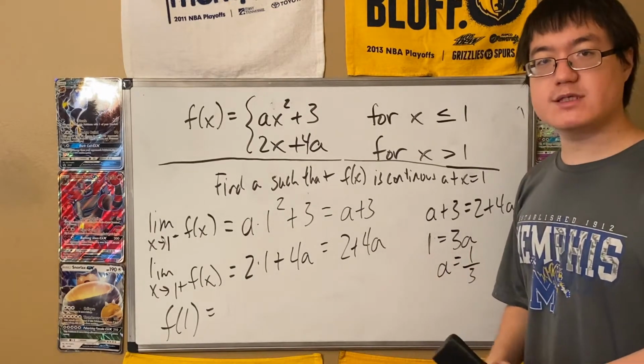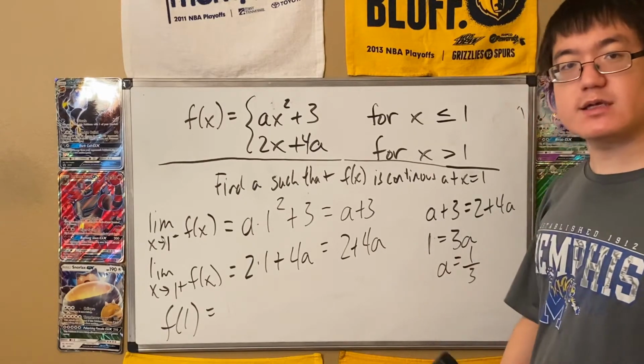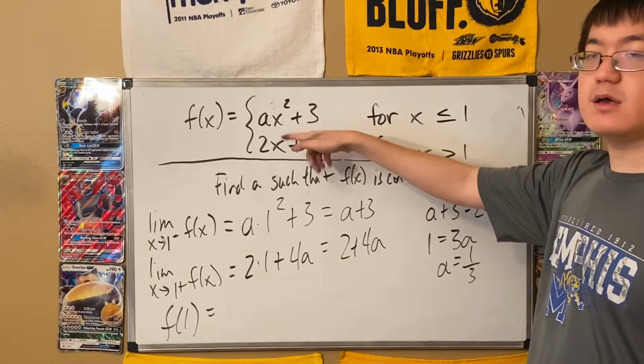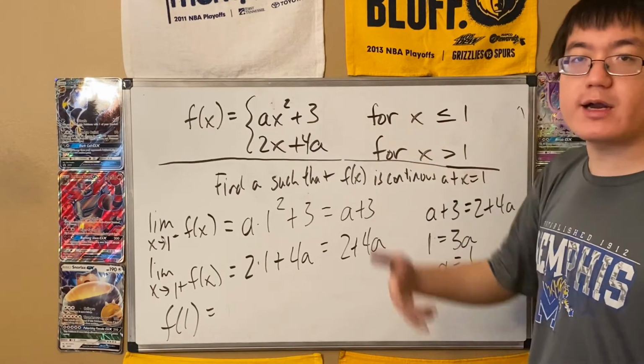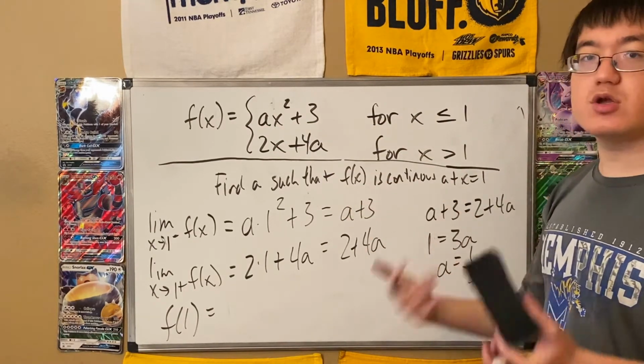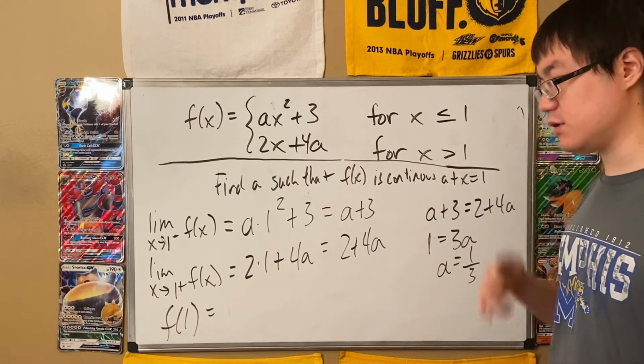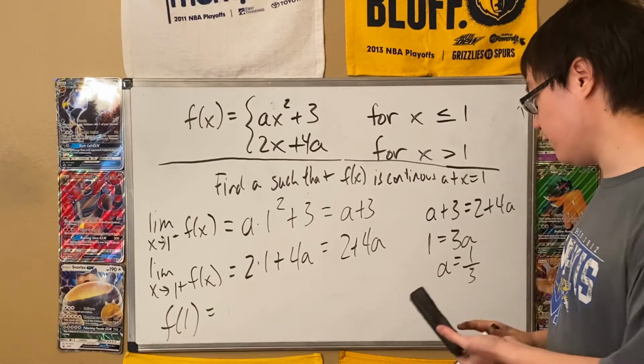As we prefaced this with a graph, what is the significance of a equals 1/3? Well, if a equals 1/3, it means that this parabola, 1/3 x squared plus 3, and the line 2x plus 4 times 1/3, will meet at x equal to 1. So that's sort of our answer here.